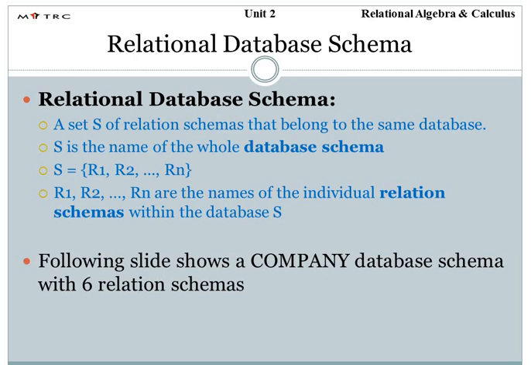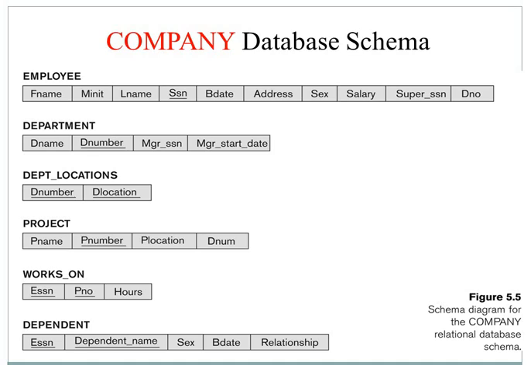Now, a common example that we have discussed from the beginning is the company database schema. This company database schema is formed by 6 different types of relation: employee, department, location, project, works on, and dependent. So these are the 6 relation schemas that make up the company database schema. Relation schema and database schema are two different terms. A database schema is made up of relation schemas, which we also call relations. So the database schema comprises these 6 relations.